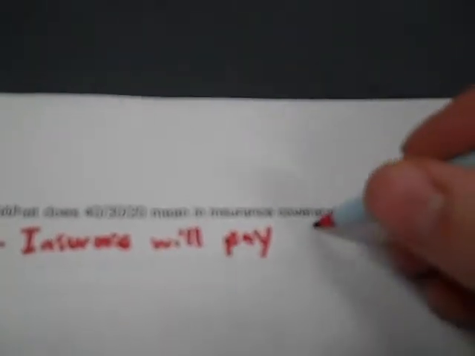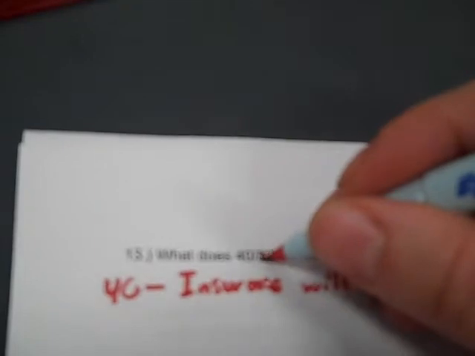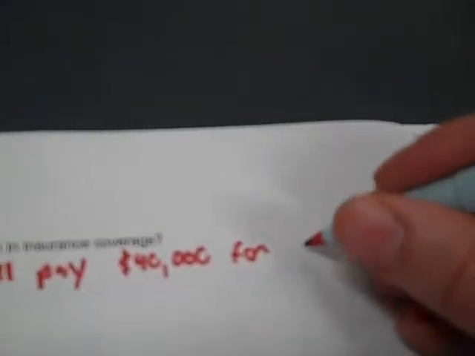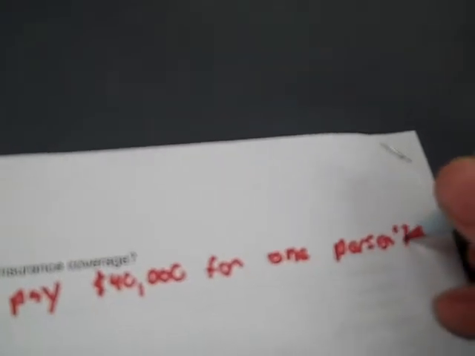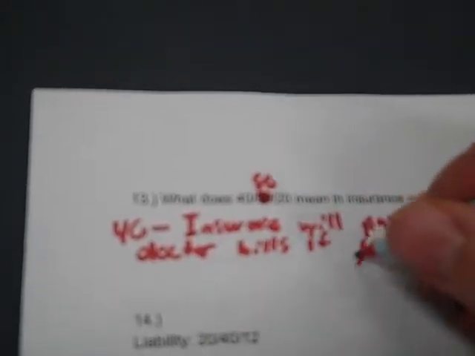Okay. Now, what does 40, 30, and 20 mean in insurance coverage? So let's talk about the 40 first. That means my insurance will pay $40,000. Sorry, this 30, you need to make that 30 an 80, okay? Insurance will pay up to $40,000 for one person's doctor bills if you cause an accident, okay?